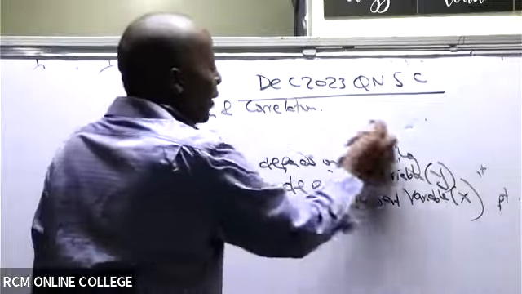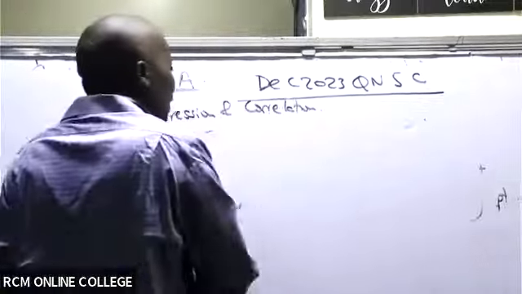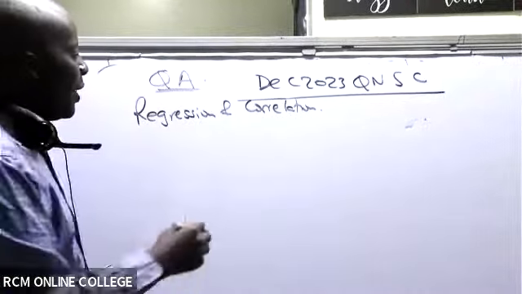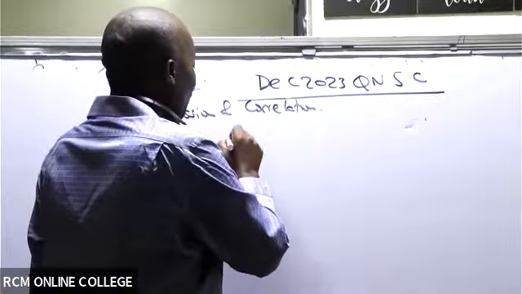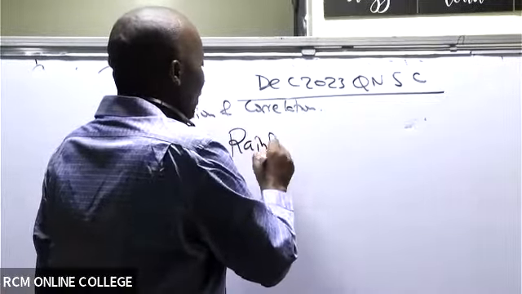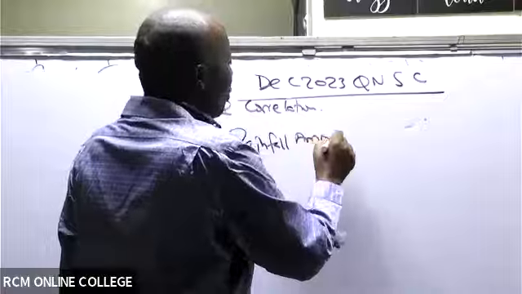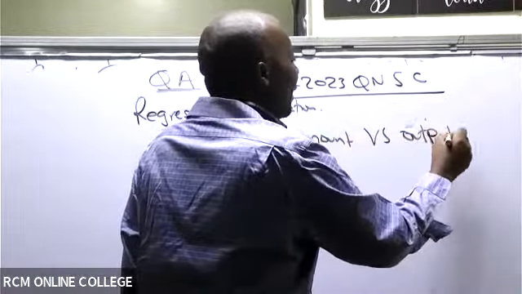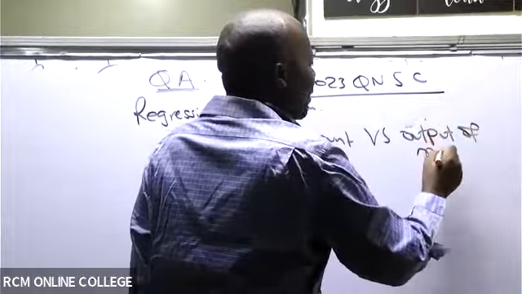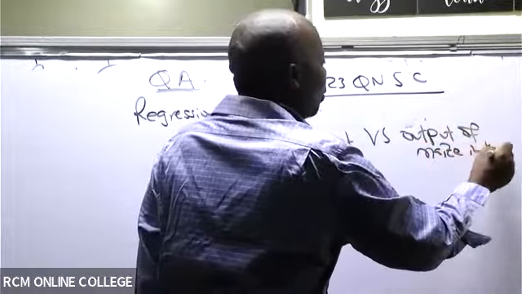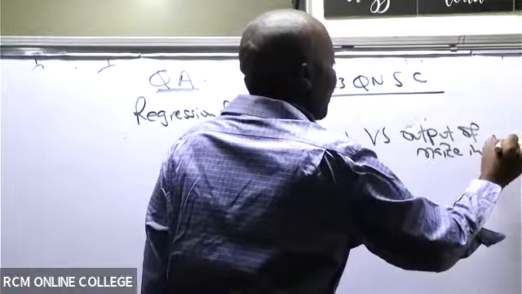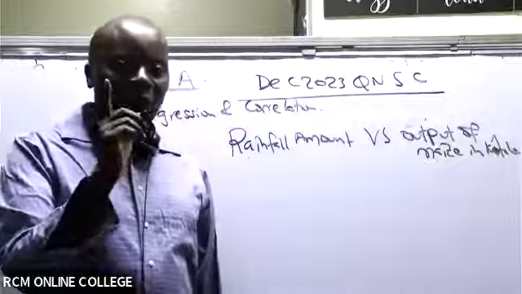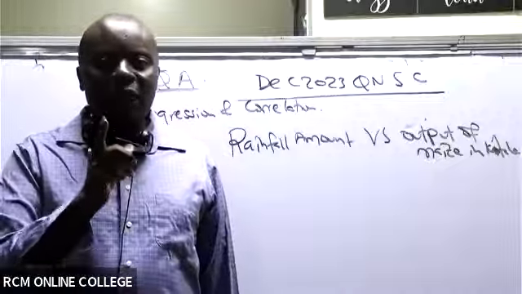How about this one? This one, I'm 100% sure you guys will be able to get this right very well. Suppose you are given rainfall amount versus output of maize in Kitale. In this case, I think rainfall amount should be Y.